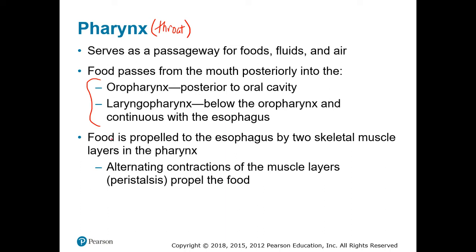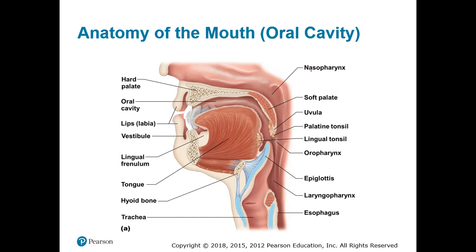Food is propelled down your esophagus by the alternating contractions of 2 skeletal muscle layers, and it does this, remember the term, through peristalsis, the movement of food through the body. So if we look at it here, your nasopharynx is up by your nose. Your oropharynx is at the back of your throat. And then your laryngopharynx is down here closer to your larynx, or your voice box.